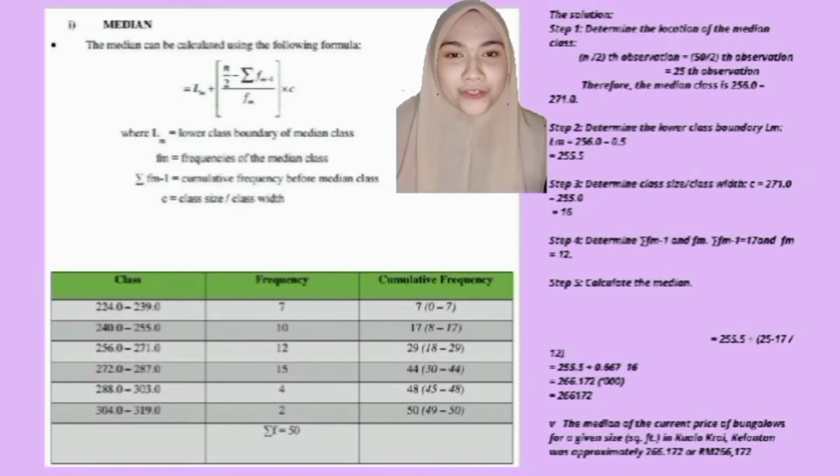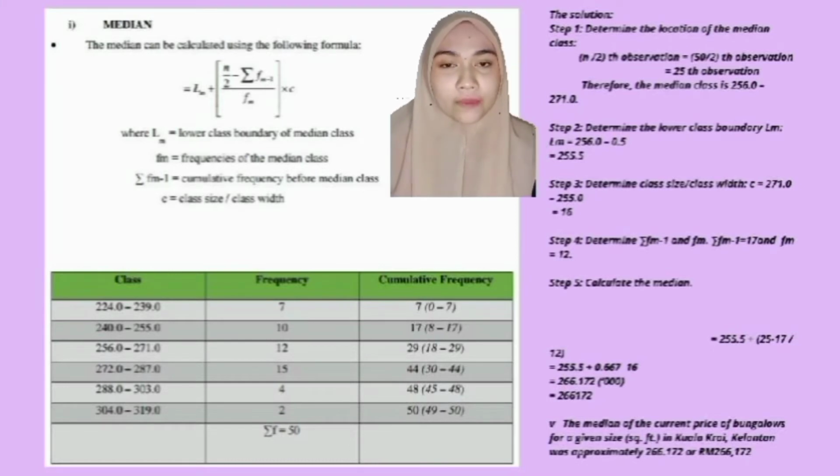For the median, the solution is, first, we must determine the location of the median class. Use the formula and divide the observations. So 50 divided by 2 observations, the answer is 25th observation. Therefore, the median class is 256.0 until 271.0. Step 2, we determine the lower class boundary LM, which is 256.0 minus 0.5. The answer is 255.5. Next is step 3. We determine the class size, which is 271.0 minus 255.0, and the answer is 16.